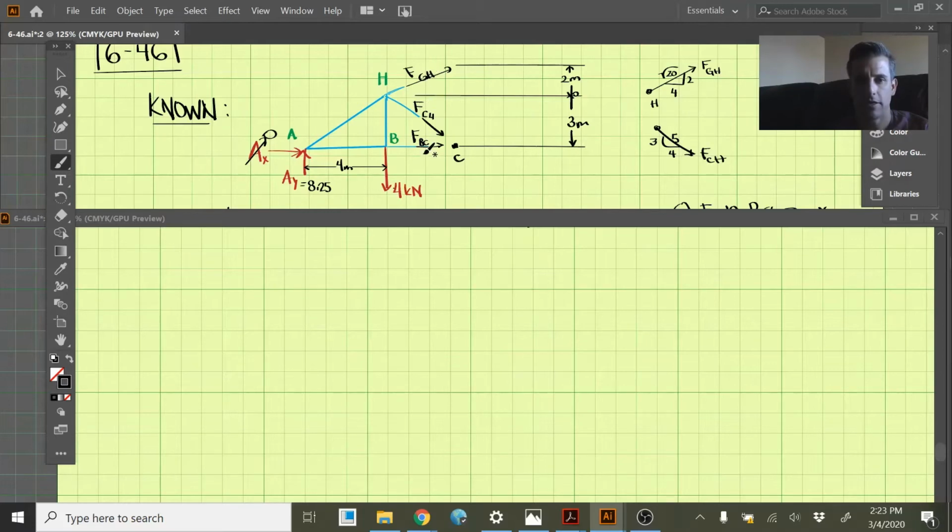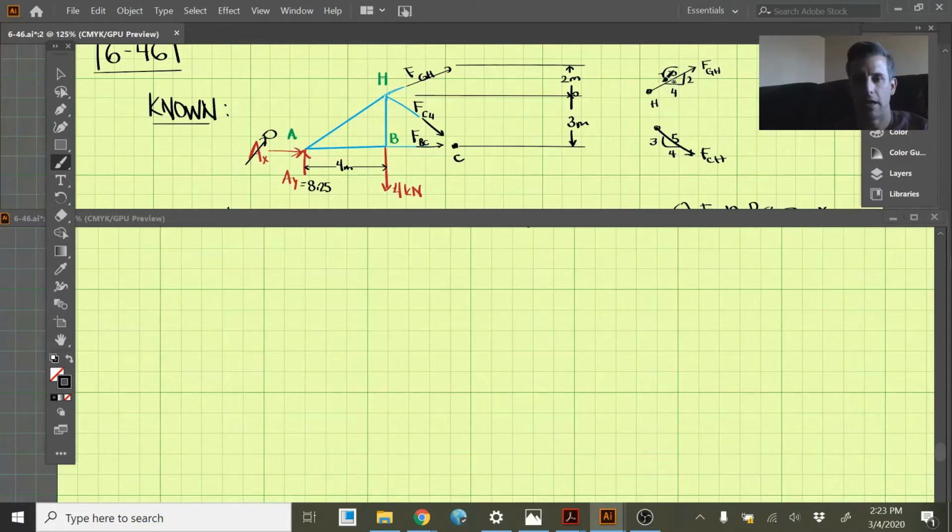Okay, so we've cut it down here and it exposes these internal forces. We have FGH, FCH, and FBC here, and the dimensions are given here. And so what I worked out is the angles of FGH and FCH here. So FGH, we see it goes over 4 and up 2.